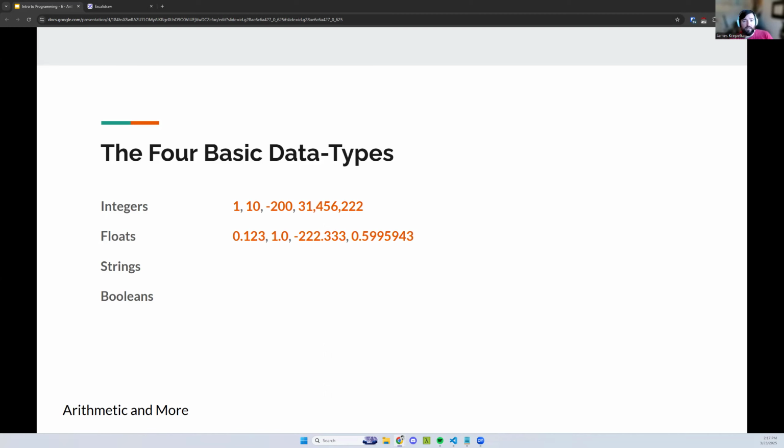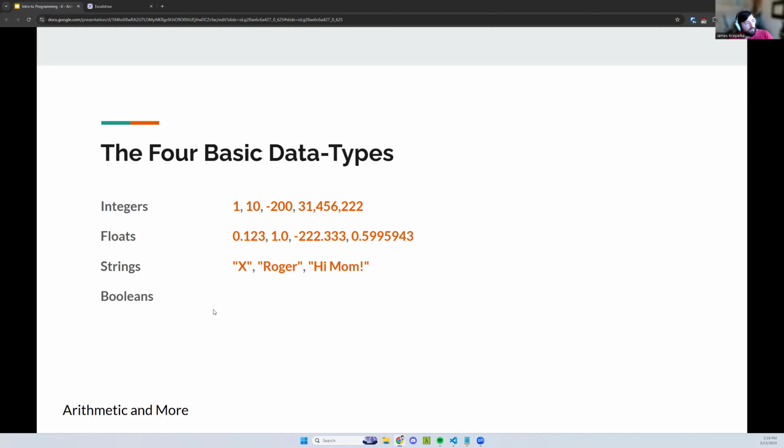Floats then allow us to have partial numbers. They can still be whole numbers like 1.0, right? That's still a float, but it can be more precise than that. It can be 1.2 or 0.123 or 0.5995, right? All this stuff with precision we can have is with floats.